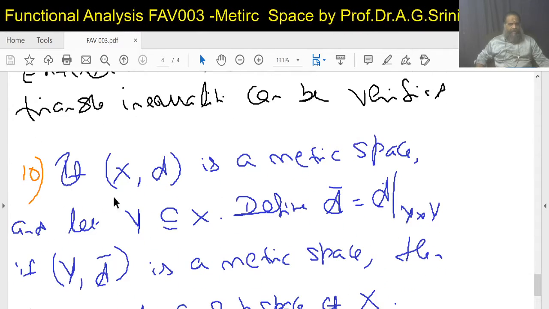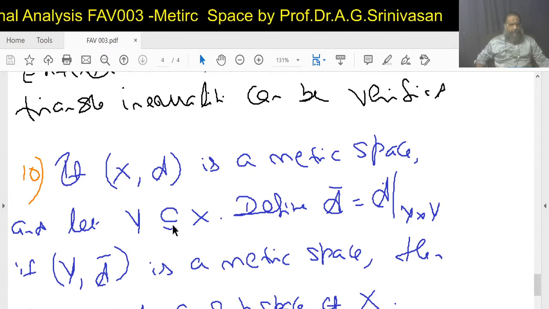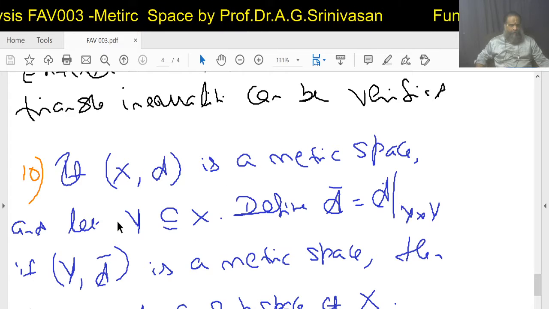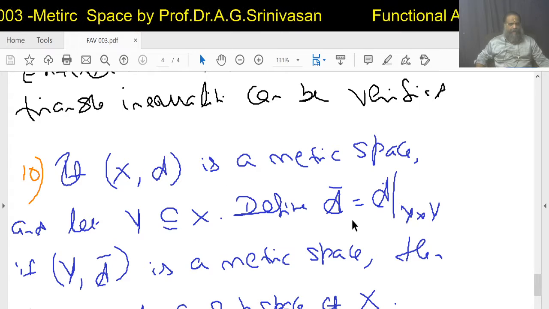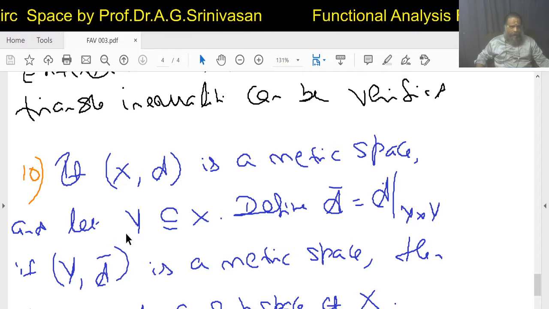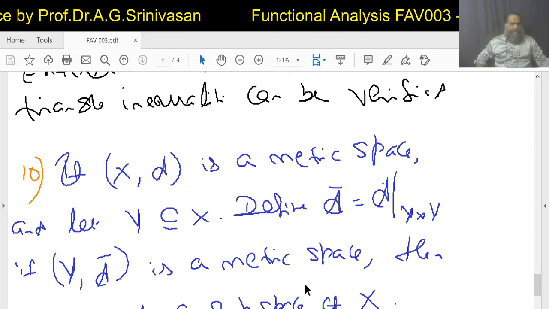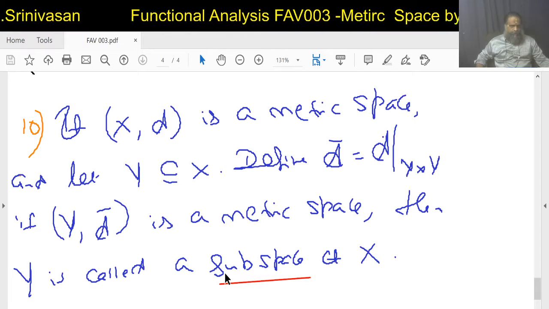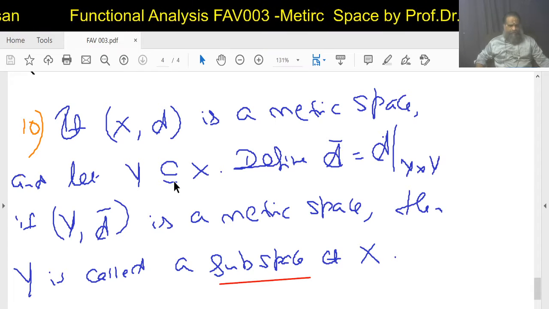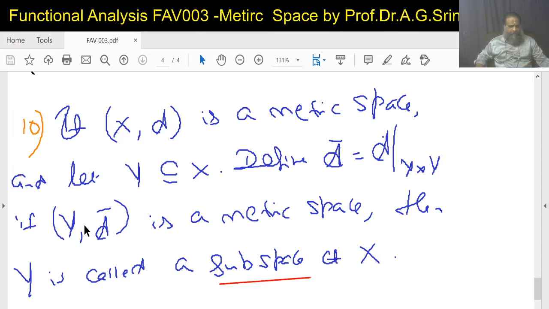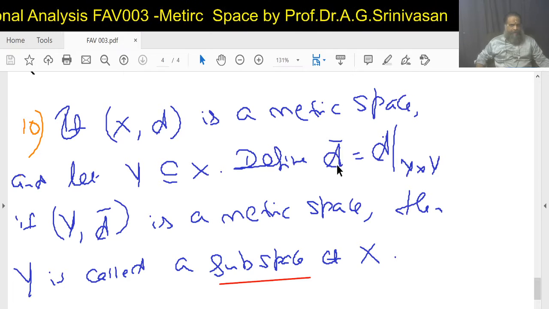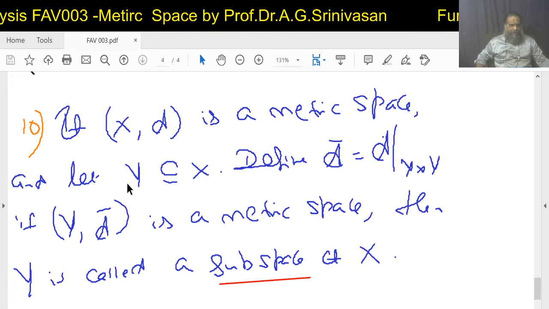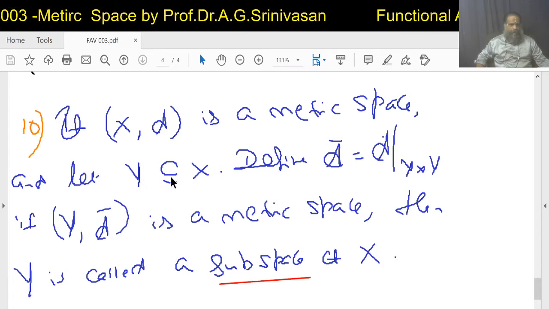Number 6. If (X, D) is a metric space and Y is a subset of X, we define D bar as the same as D restricted to Y. If (Y, D bar) is a metric space, then Y is a subspace of X. So a subspace must be a subset of X, and it must also be a metric space by itself, with D bar being the same as D restricted to Y.